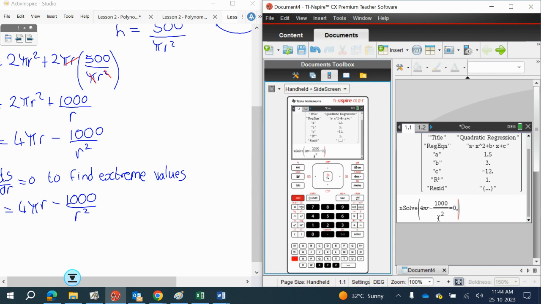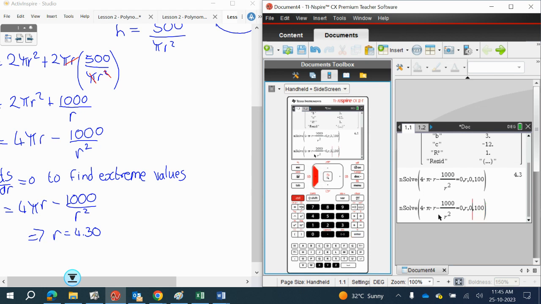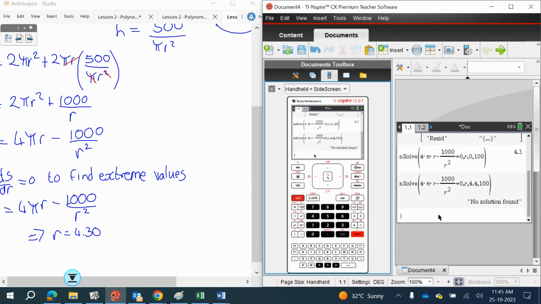So here on this one, we want to solve for r. We don't want any negative solutions, so we'll look in this interval from 0 to 100, because negative solutions for r don't make sense. We get 4.30. So this implies that r equals 4.30. I'm just going to check that there isn't another solution. So I'll raise my lower bound to 4.4, and then there's no solution found. So that means if we only have one solution, we don't have to check whether it's a minimum or a maximum. It can only be the minimum.